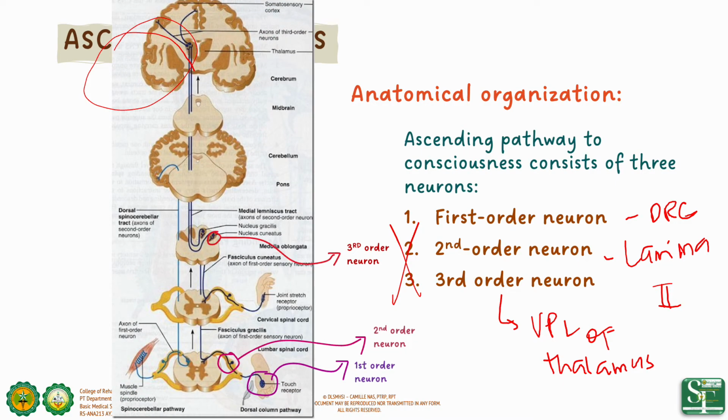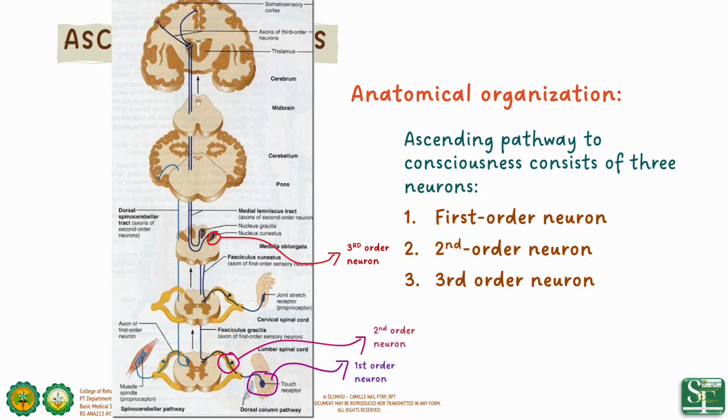So, here's another picture showing the order neurons, no? The pathway for ascending tracks. DRG ang start, first order neuron. Second order neuron is the lamina. And then the third order neuron is the thalamus. Eto, guys, huwag kayong malilito ha. Ma'am, dito bakit iba ata yung first order neuron? This is a different track.